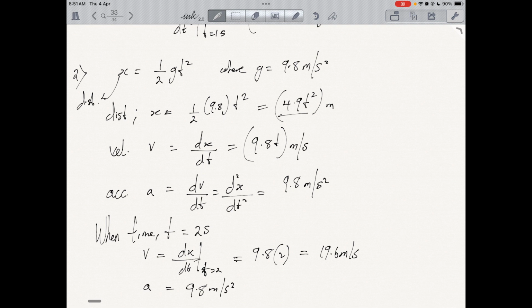In our next video, we'll look at 2 more examples on velocity and acceleration.